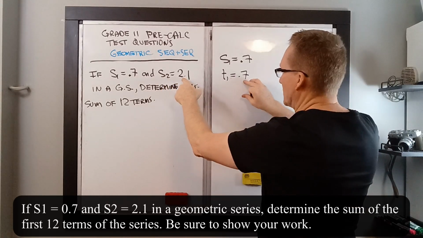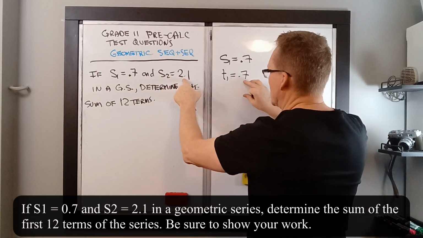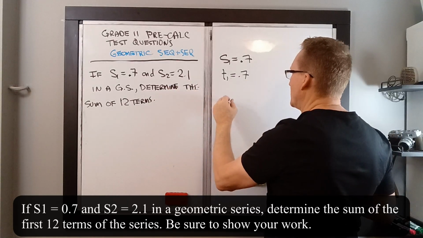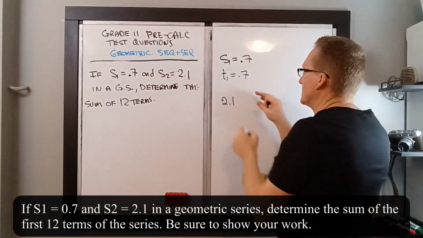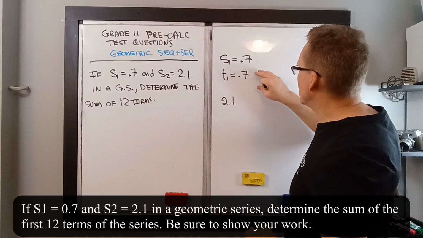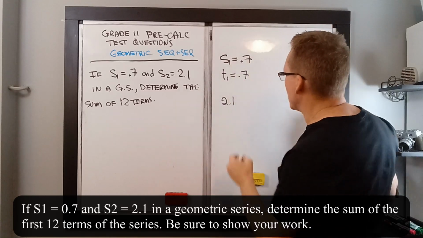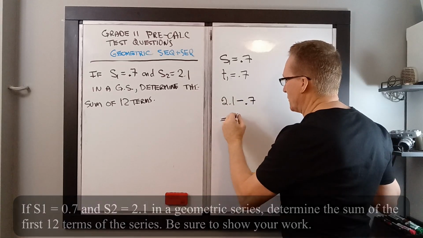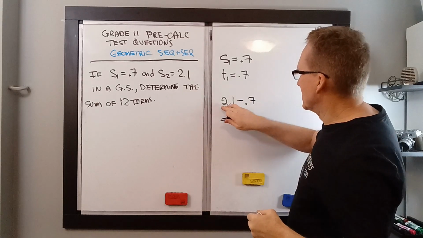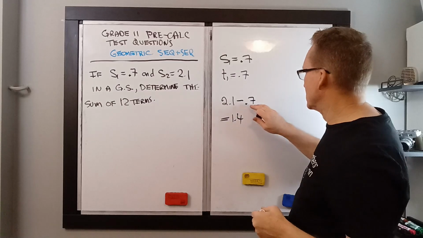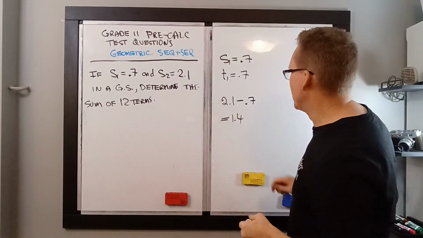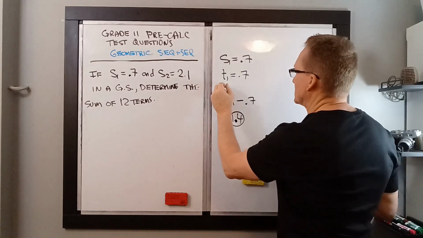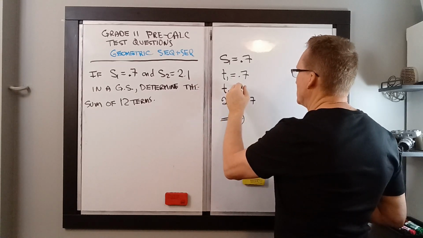Well, if this is the first term, and this is the sum of the first two terms, then to get the second term, you would take this, 2.1, and subtract this, because that's just the first term. The sum of the first two terms is the first term and the second term. So subtract 0.7, and we're going to get 1.4, because this is 3 times 7, this is 1 times 7, this is 2 times 7. Decimal 7, of course. So this would be your second term. So T2 is equal to 1.4.